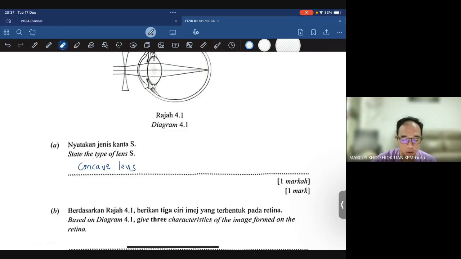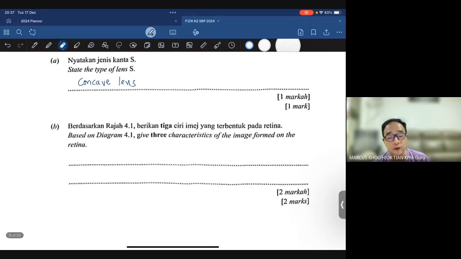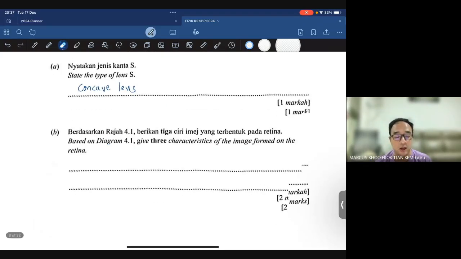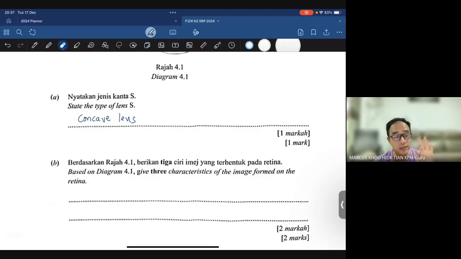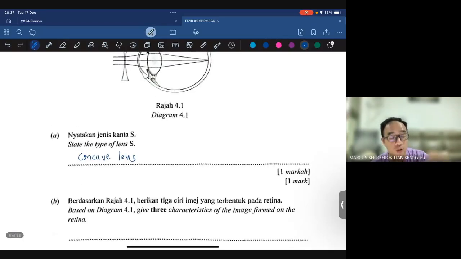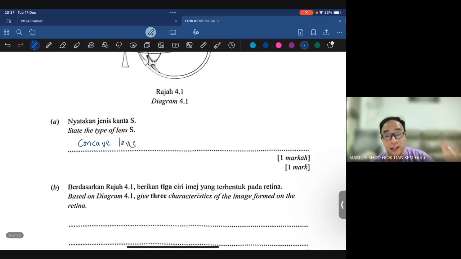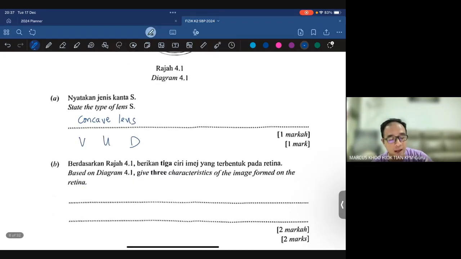Okay, so concave lens based on diagram 4.1, give 3 characteristics of the image formed on the retina. Now, I find this question very interesting because whenever we talk about concave lens, we immediately know, especially if you like this chapter on light and optics, the image from a concave lens must be virtual, upright and diminished. Maya, tegak dan dikecilkan. This is the standard answer for concave lens. But if you notice, the question didn't say based on the concave lens. It says based on diagram 4.1.